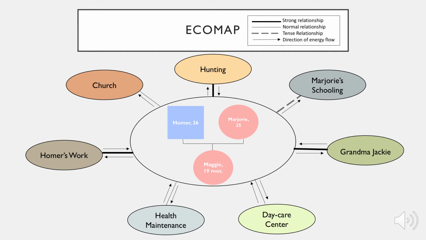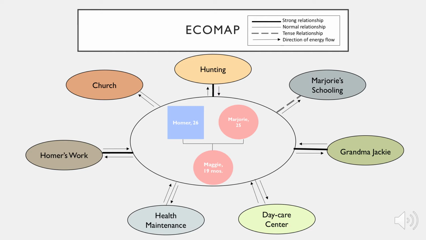Health maintenance is important to the family. Arrows of energy flow between both points as the family does its part to maintain health, and in return they live their lives without being hindered by any illnesses. A normal relationship line is shown here between the family and Maggie's daycare center. Energy flow is bidirectional, as Marjorie and Homer pay the daycare center and rely on it for childcare, and in return they are able to work and go to school knowing Maggie is taken care of.